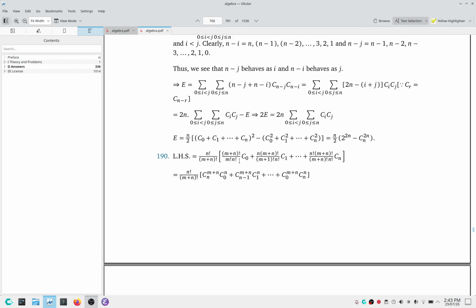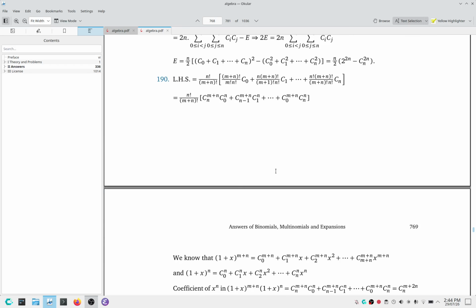So from the left hand side, what we do is we multiply with n factorial upon (m plus n) factorial and divide by that also. So this term we have taken out, and inside we have (m plus n) factorial upon n factorial and m factorial, C0 plus n times (m plus n) factorial upon (n plus 1) factorial and m factorial, C1 and so on. So the terms inside become (m plus n)Cn and C0 plus (m plus n)C(n minus 1) and C1 and so on, up to (m plus n)C0 and Cn.